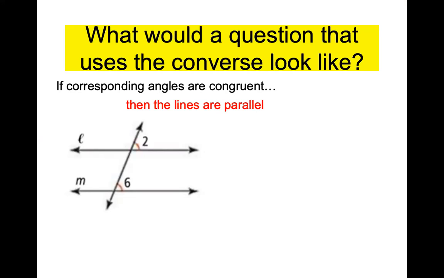Does this picture show that two corresponding angles are congruent? Everybody? Does it show that? Therefore, what can we conclude in that picture? L and M are parallel. We can conclude that. That's what tonight's homework will look like. Is that an easy, medium, or hard one? That is ridiculously easy right there.